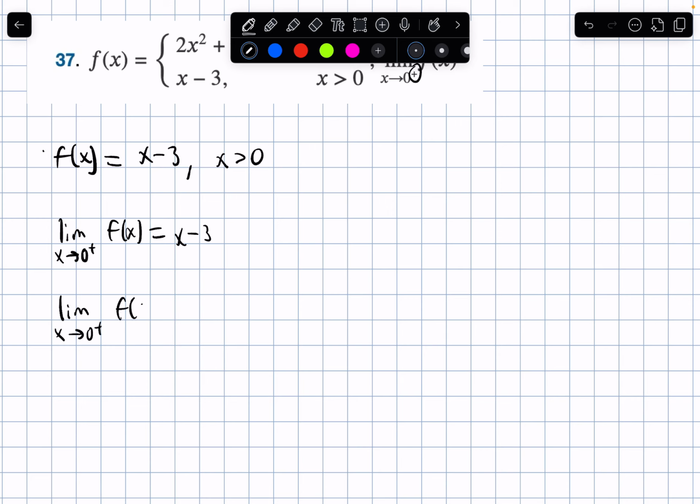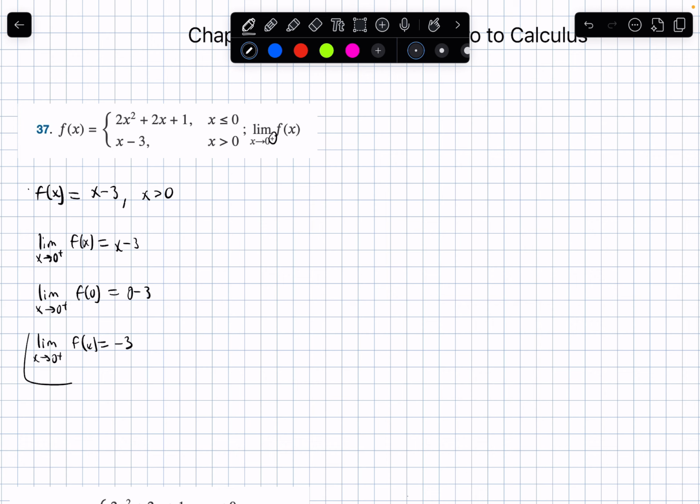So we're going to substitute 0. You basically just sub in the a value as x. And so f of 0 equals 0 minus 3. The limit as x approaches 0 plus of f of x equals negative 3.